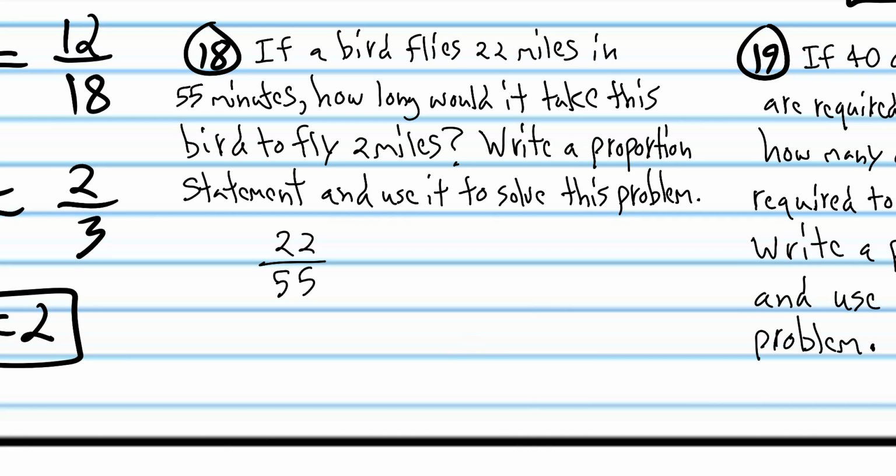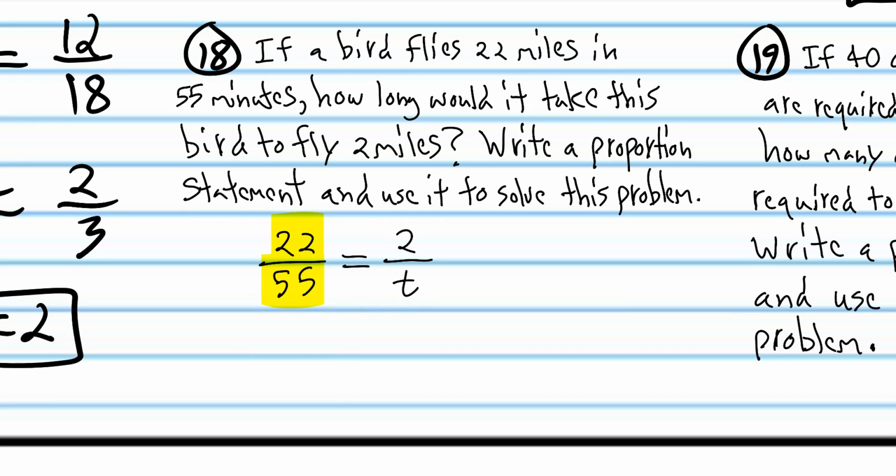And it says, how long will it take the bird to fly 2 miles? So we're going to write T for time because we're trying to figure out how long. So that's the proportion statement. So again, this is just like the biscuit problem. So we know the bird flies 22 miles in 55 minutes. So how long will it fly in 2 minutes?